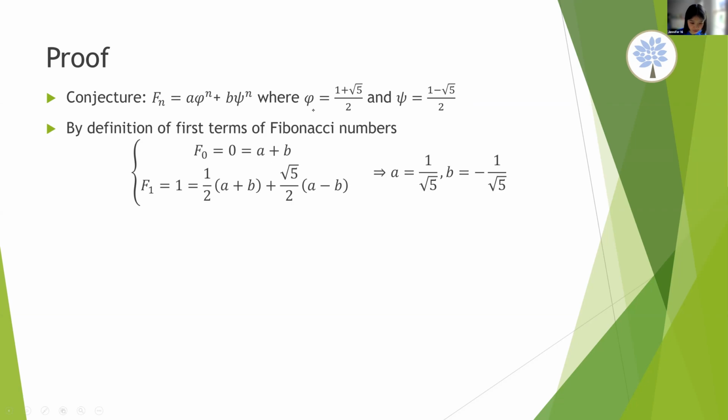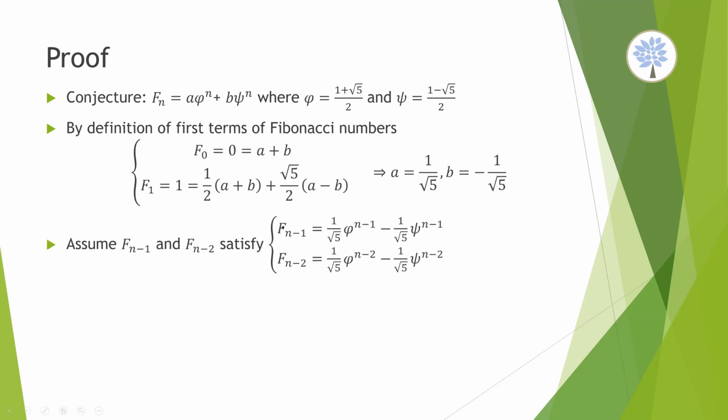By the definition of the first terms of the Fibonacci numbers, we can plug in our guess about the closed form expression for f0 and f1. Solving a system of linear equations gives a equals 1 over root 5 and b equals negative 1 over root 5. Now, assuming that Fn minus 1 and Fn minus 2 satisfy the closed form expression, we will show that Fn also satisfies it.